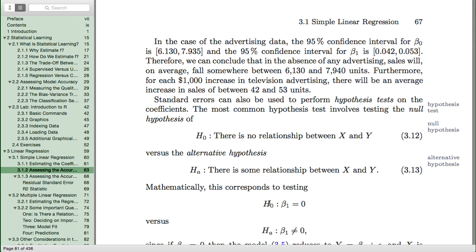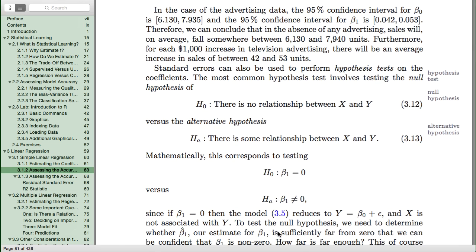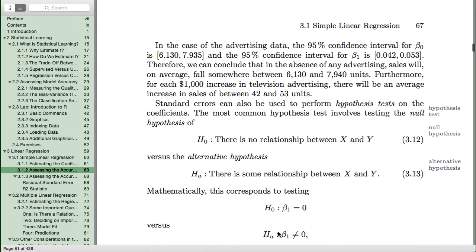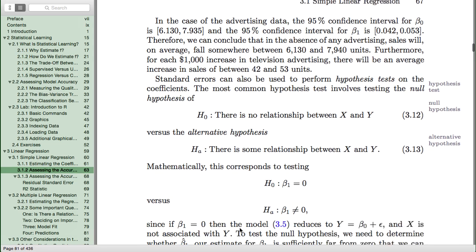So H naught is beta 1 equals 0. HA is frequently beta 1 is greater than 0, because it's often physically impossible for the slope to be negative. We know for sure, for example, that if we add more advertising, unless the ads are really incredibly bad, sales go up. Actually, it's been shown that even if ads are incredibly bad, they increase sales. So we know that the relationship between advertising and sales is not going to be negative. So what we're really testing is beta 1 greater than 0.